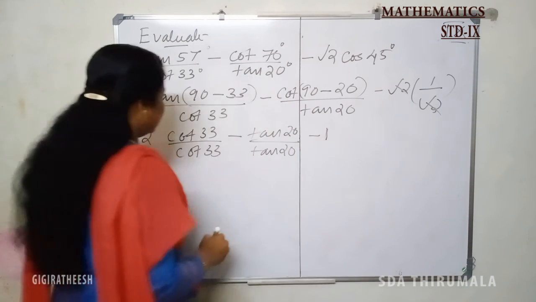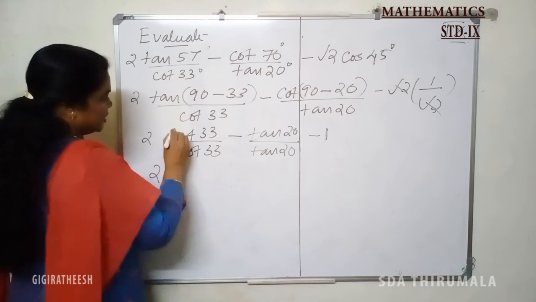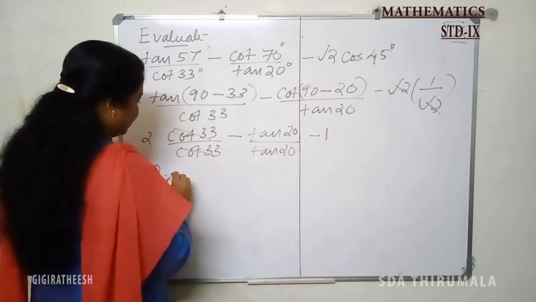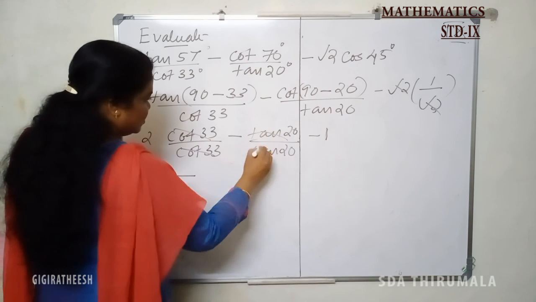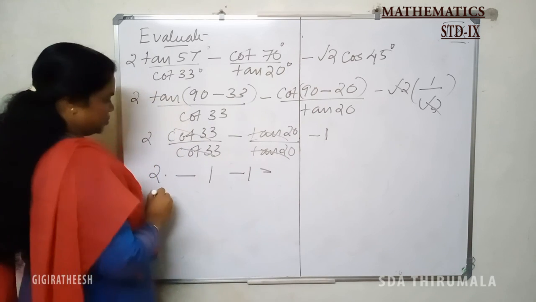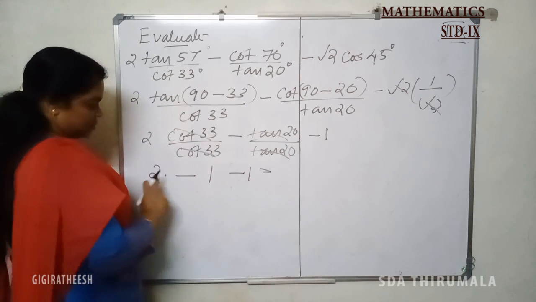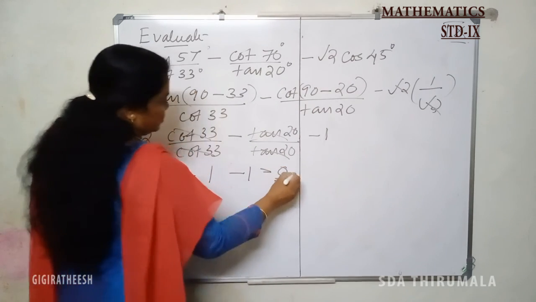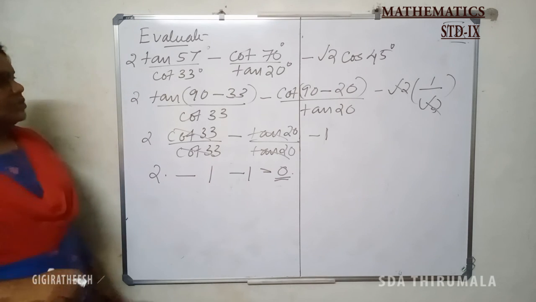Okay. And then cancelling this, we get 2 into 1, minus 1, minus 1. That is 2 minus 1 minus 1, which is 2 minus 2, equal to 0.